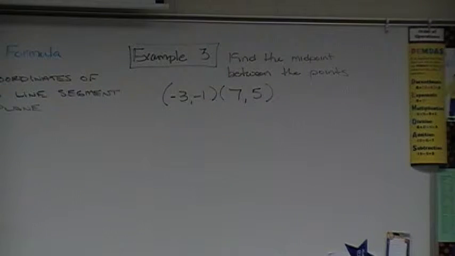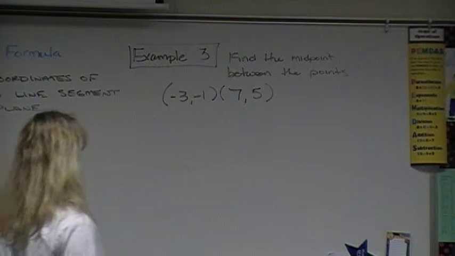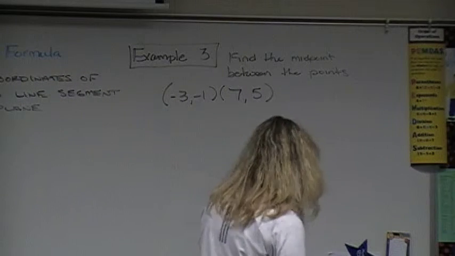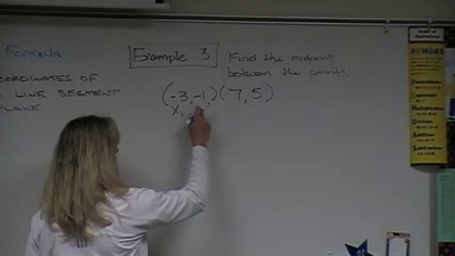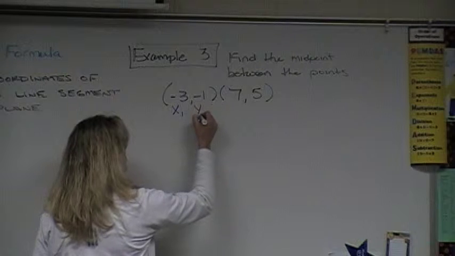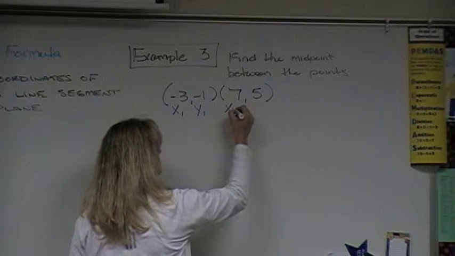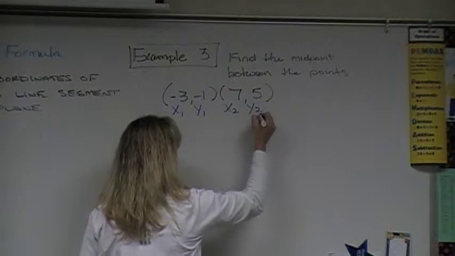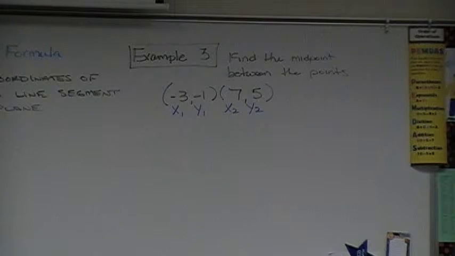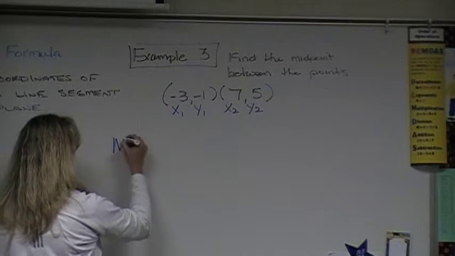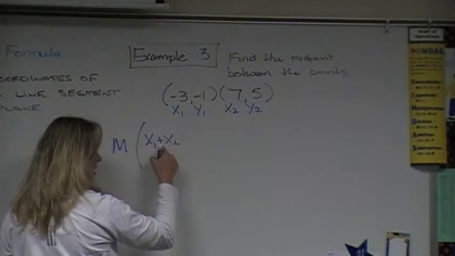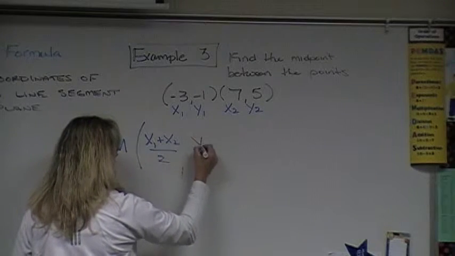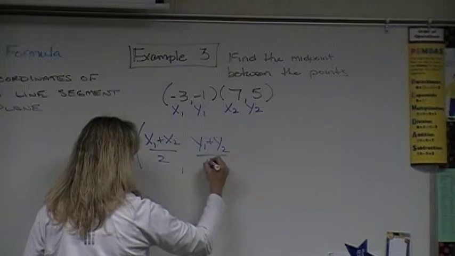Okay, guys. First of all, what should we start doing? Label them. What is the -3? X sub 1. What's the -1? Y sub 1. X sub 2 and y sub 2. By labeling them, it makes it pretty easy to plug into our midpoint formula. So our midpoint formula is M for midpoint, x sub 1 plus x sub 2, not subtract, divided by 2, y sub 1 plus y sub 2 divided by 2.